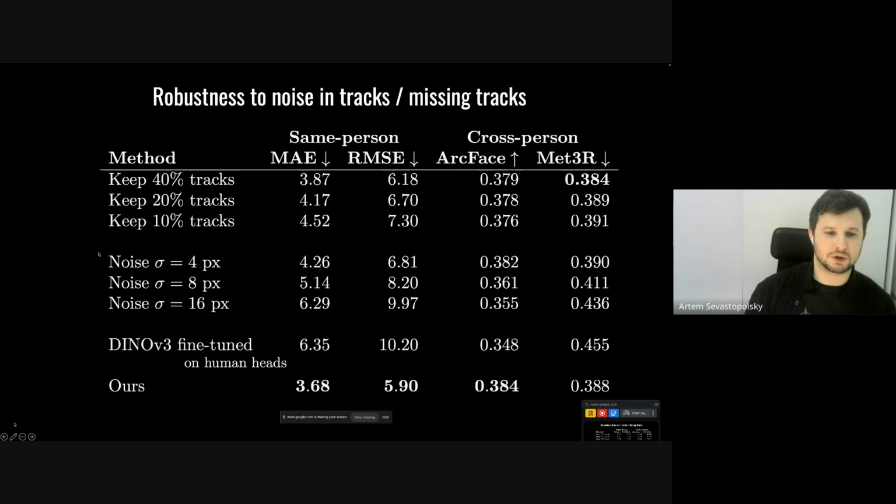And the other set of ablations is related to noise addition. Here we try to add noise to the tracks in the ground truth to estimate again how sensitive it is to the tracks. Here, not to how many tracks we have, but how accurate they are. And even for noise of 16 pixels, which is a very large noise, the method still works. There is a significant quality drop, but it's again still better than the best of the baselines.